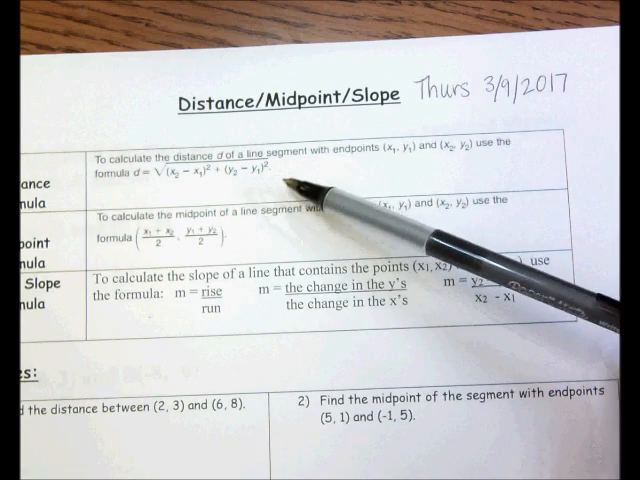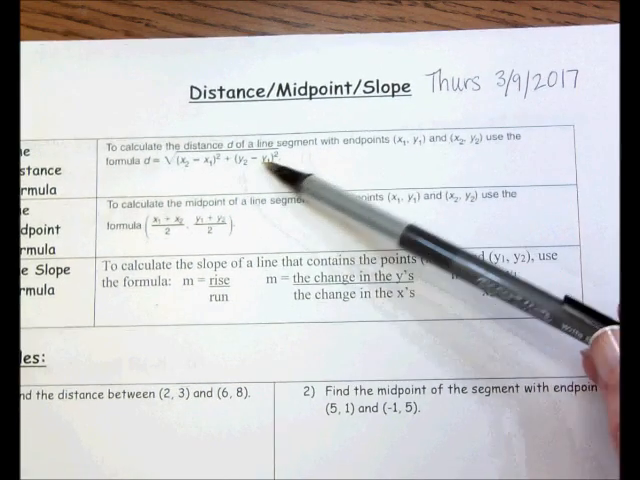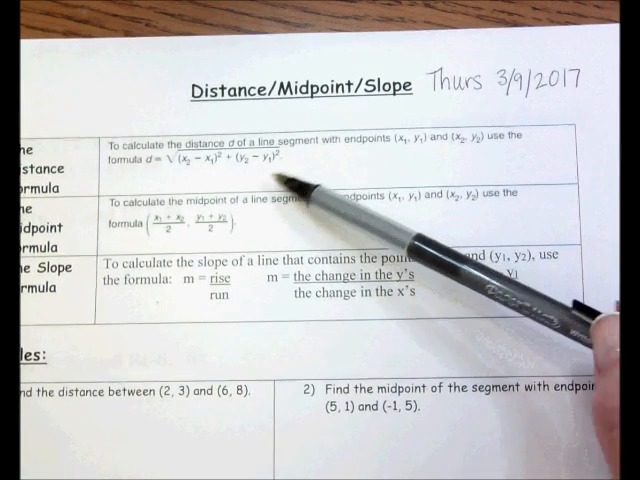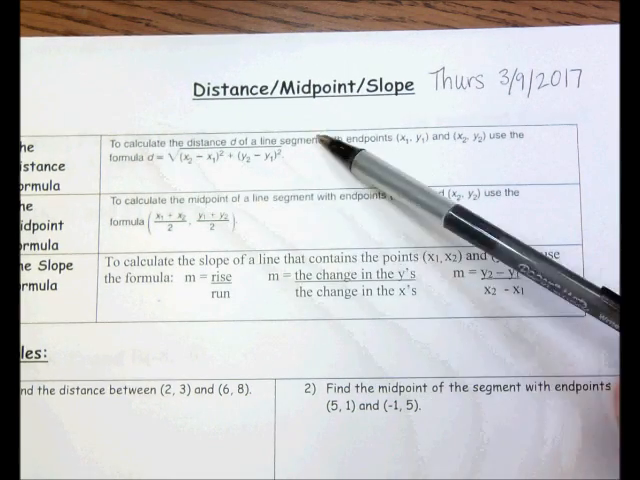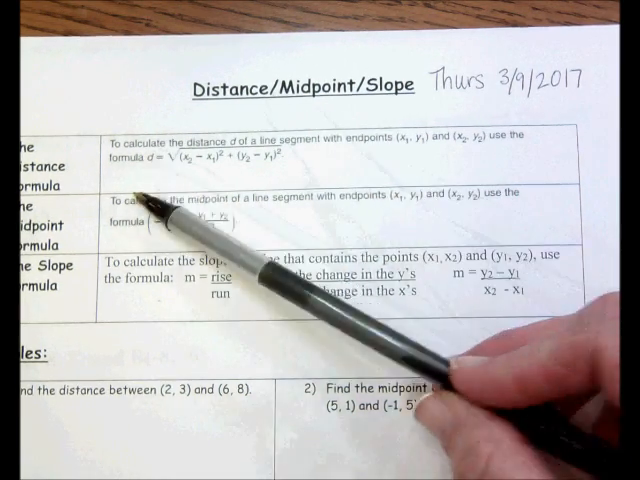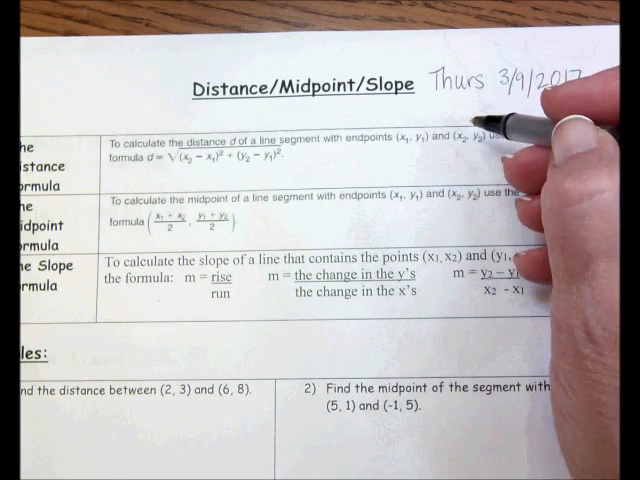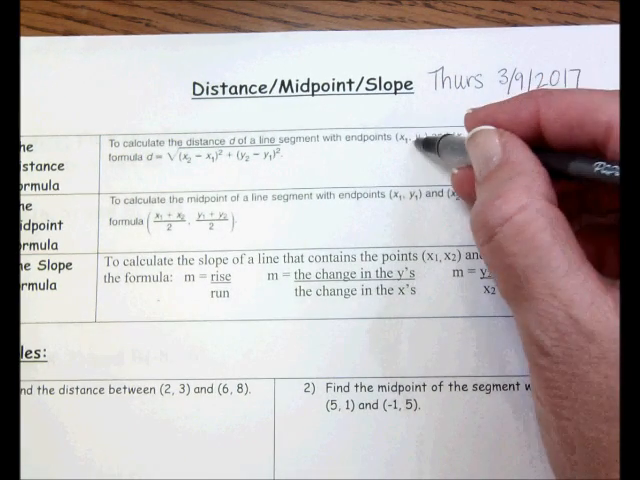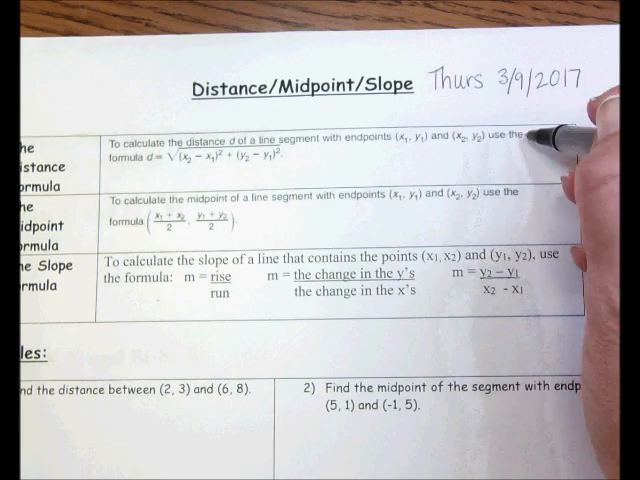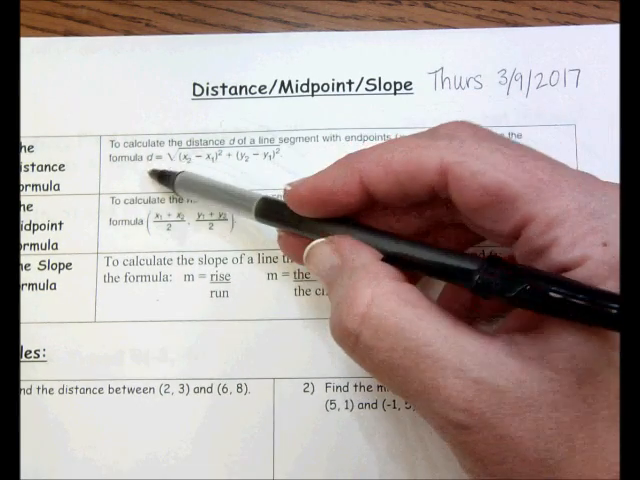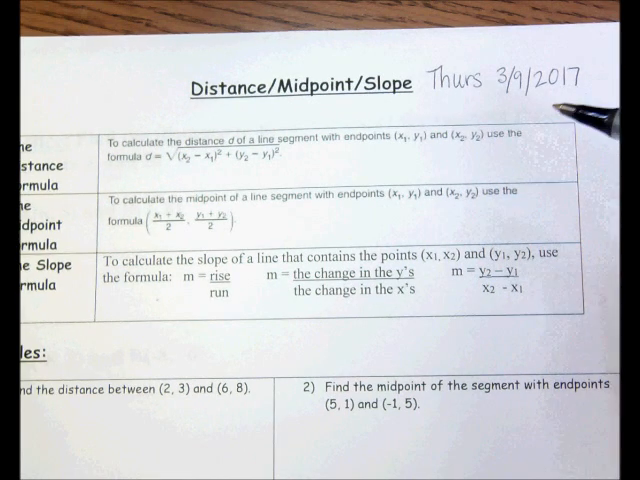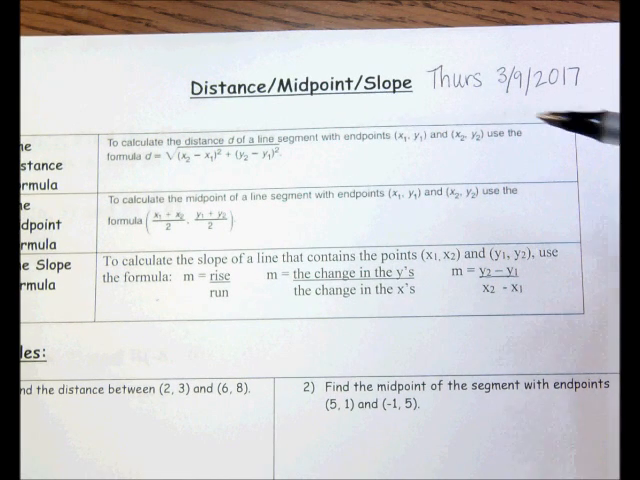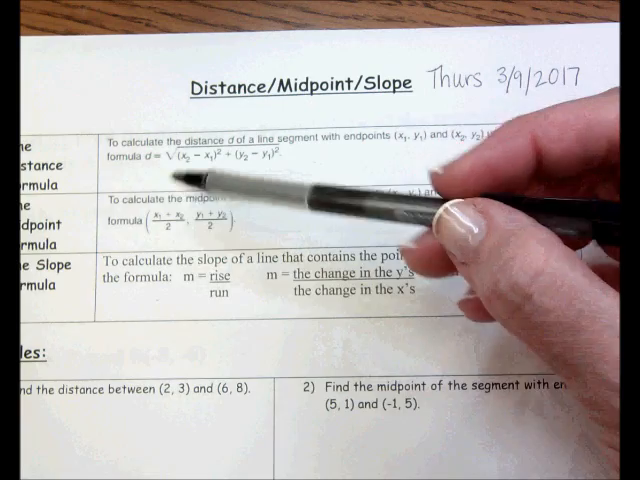The first one was the distance formula, and this formula actually will be on your formula sheet that you will be given for the EOC and for your test. So this formula you'll just need to know how to use, and it says to calculate the distance D of a line segment with endpoints x1, y1 and x2, y2. Use the formula, the distance is equal to the square root of x2 minus x1 squared plus y2 minus y1 squared, and take the square root of all of that.